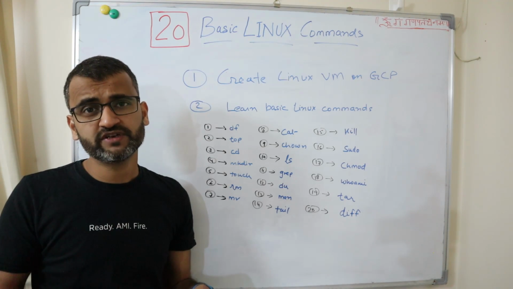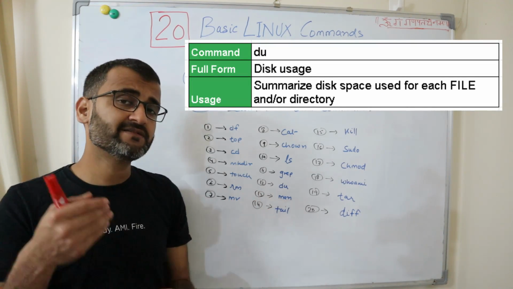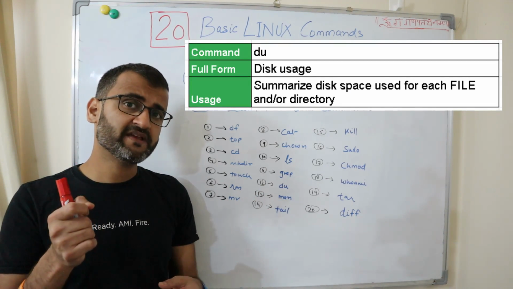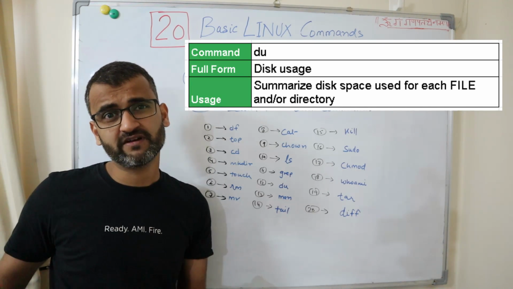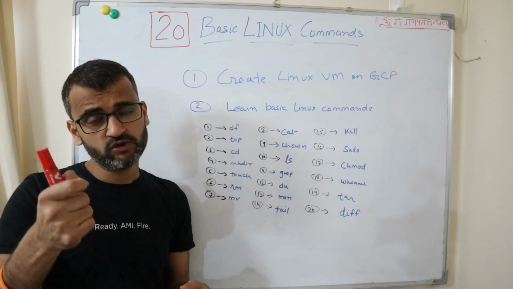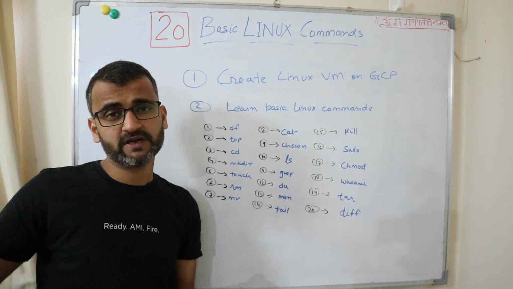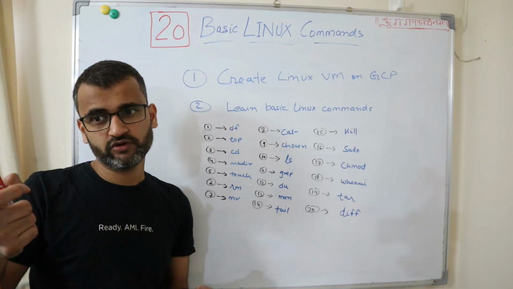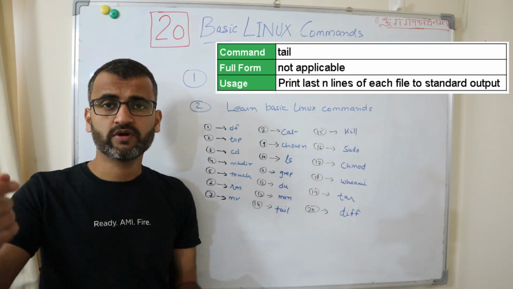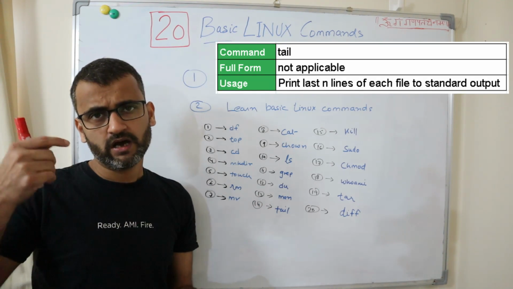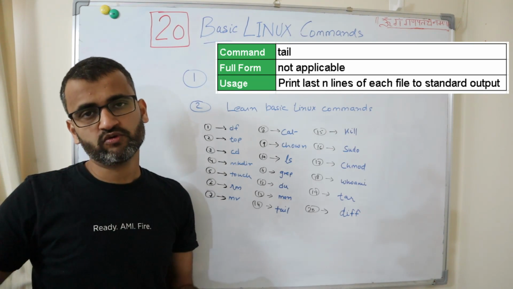du, again, is disk usage. It is also a mechanism to see how much disk space and disk usage you have. Suppose you have a directory and multiple subdirectories; if you issue a du command, it will tell you which particular subdirectory is utilizing how much space. Very useful command. The tail command, when you run it on a file, as you know, tail denotes the bottom.